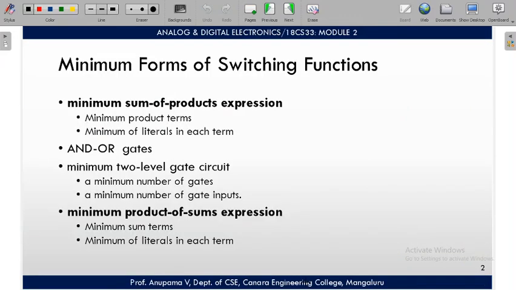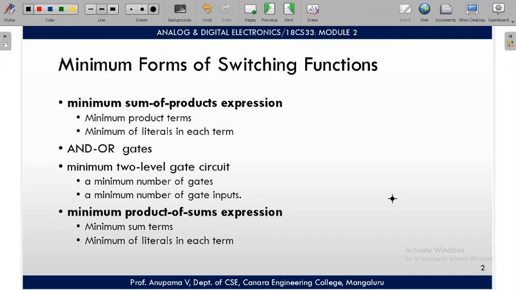A switching function consists of binary variables, the constants 0 and 1, and logic operation symbols. There are two forms of switching function. First one is minimum sum of product expression and minimum product of sum expression. A minimum sum of product expression for a function is defined as sum of product expression which has minimum number of product terms and each term has minimum number of literals.